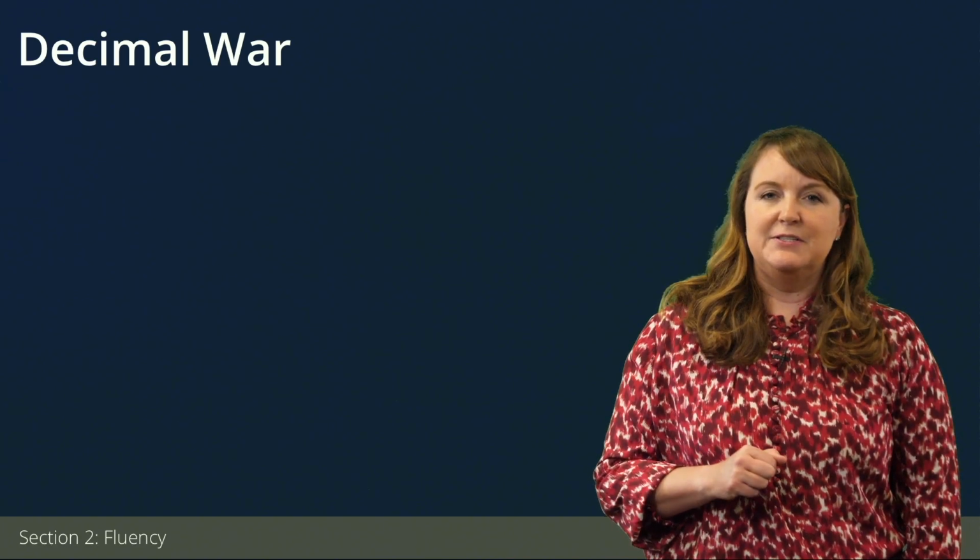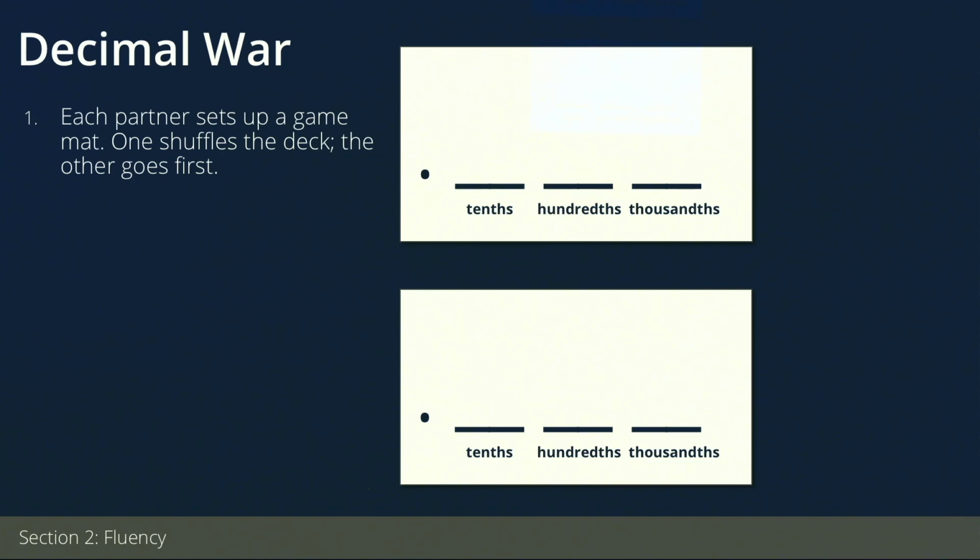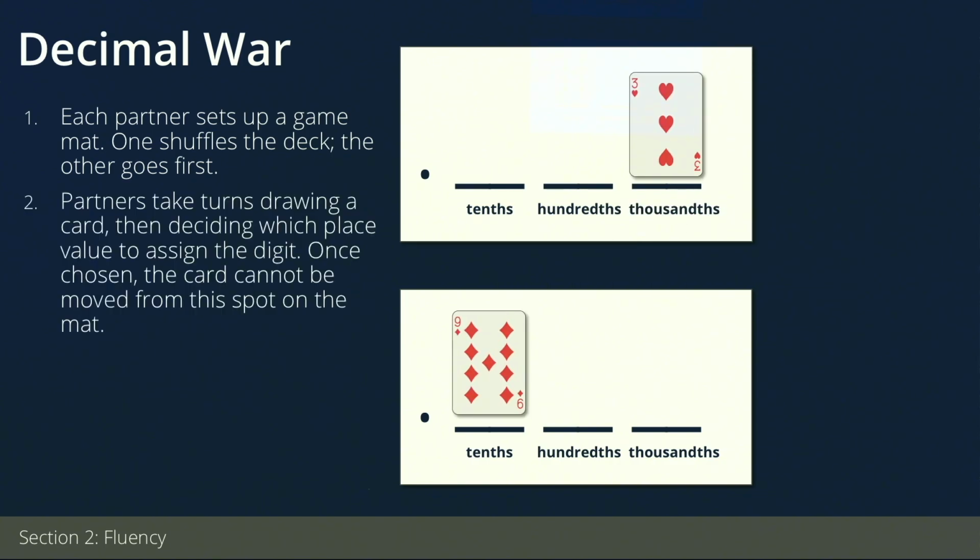So one of the activities that you might consider is decimal war. Here, each partner will set up a game mat, and one student will shuffle a deck and the other will go first. So here, partners take turns drawing a card and then deciding which place value to assign to a digit. Here, students have the choice of thinking about the tenths, hundredths, and thousandths place. And so maybe if you do have a higher card, you might put that on the tenths place, and a lower card, put that on the thousandths.